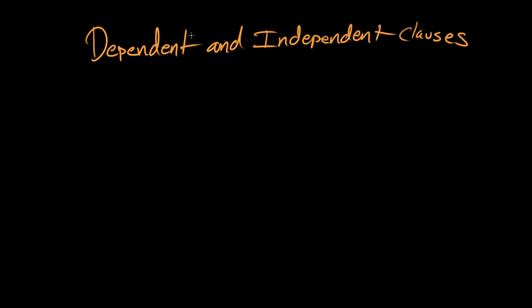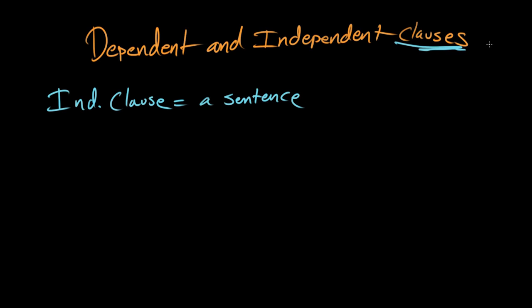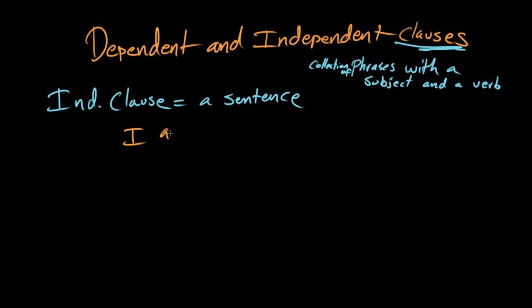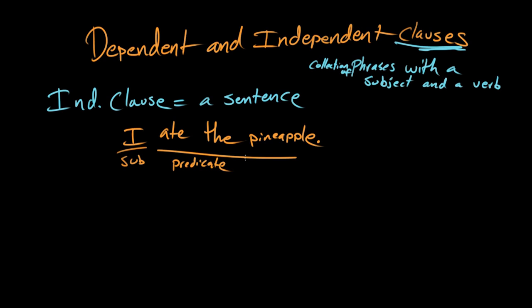So, with all that out of the way, let's start with independent clauses, because an independent clause is basically a sentence. We established previously that a clause is just a collection of phrases with a subject and a verb. So, for example, the sentence "I ate the pineapple." is an independent clause. It's a couple of phrases. We've got this noun phrase, "I," and this verb phrase, "ate the pineapple," and together that becomes a subject and a verb, or a predicate.